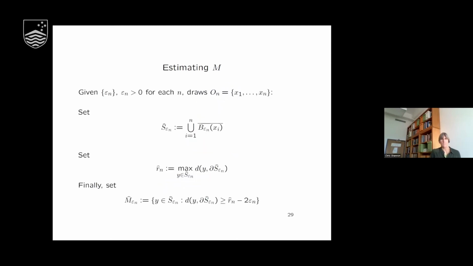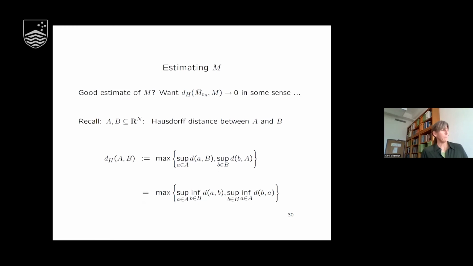To set that up, from the set S hat epsilon n, our estimate of this closed epsilon neighborhood around our set M, let's look at this estimate R hat n, which is the maximum distance points in the set S hat epsilon n can have from the boundary of that set. Then we pick out in our estimator M hat epsilon n all the points in our estimated set that are a distance from the estimated boundary of at least R hat n minus 2 epsilon n. Why should that be at all related to M? There is a result, so there's a reason to have gone through this construction. Let's see what that result might be.